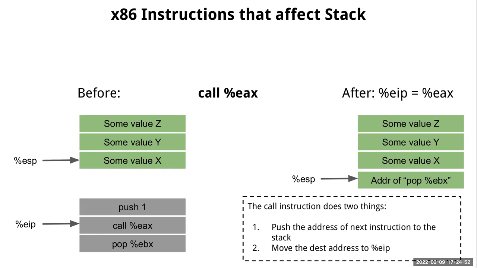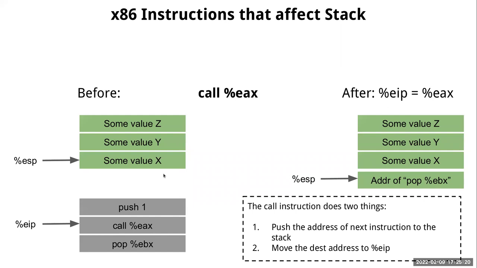Now we execute the function call. We execute this instruction, call EAX. So this is an indirect call. EAX is a register, and the value of EAX is only known at runtime. So this is something called an indirect call. What happens is, this call instruction will do two things.